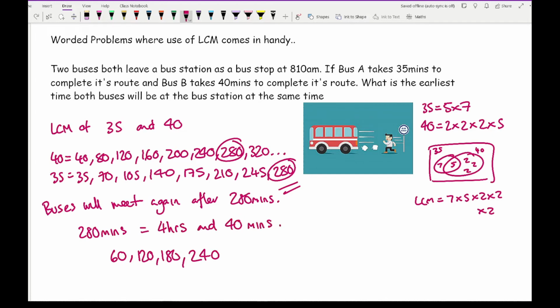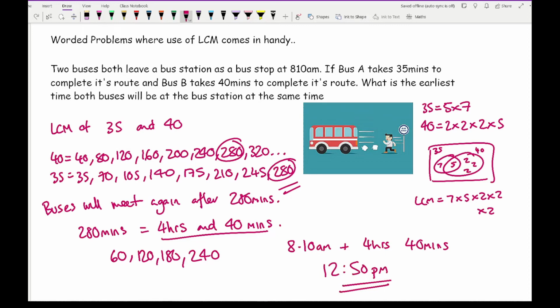So from this, I've then got to add this time to 8:10. So 8:10 plus 4 hours and 40 minutes is going to be 12:50 p.m. And that will be the time where those two buses next meet at the bus station.